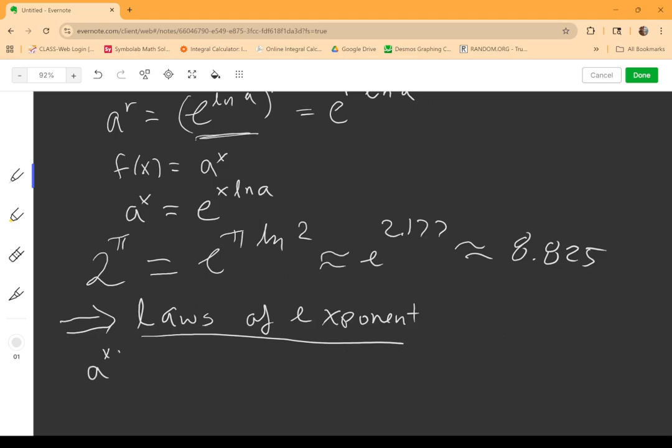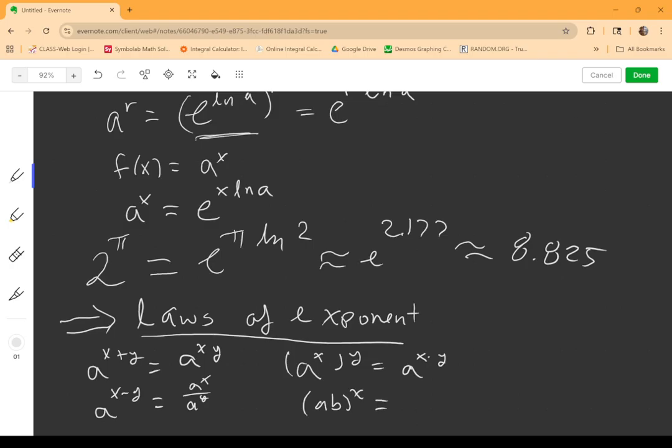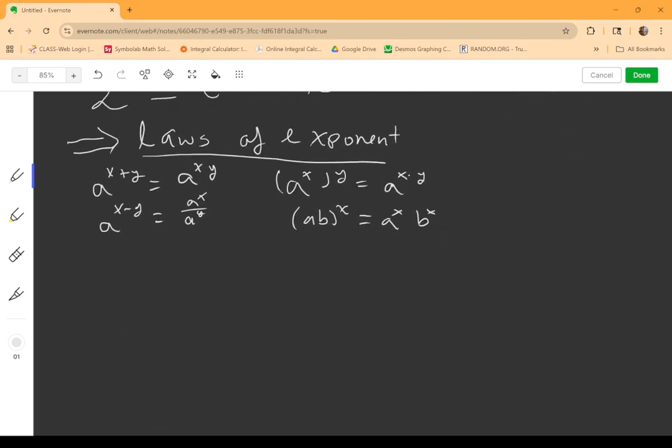So a to the x plus y is a to the x times a to the y, a to the x raised to the y is just multiplication, so it's x times y. A to the x minus y equals a to the x over a to the y. And ab raised to the x is a to the x times b to the x. Those are just the laws of exponents as previously defined, but here they're derived through the lens of the natural exponential function, which we covered in a previous section.